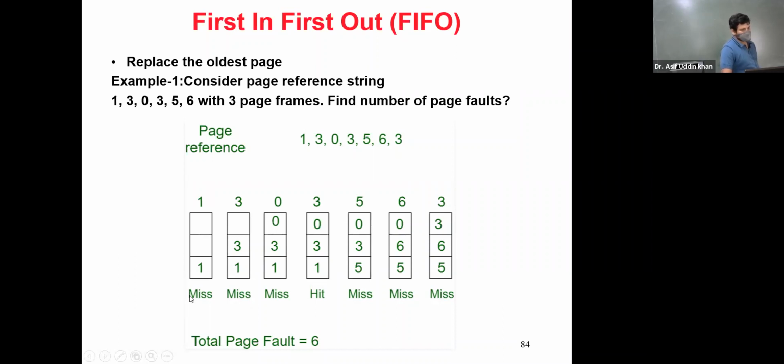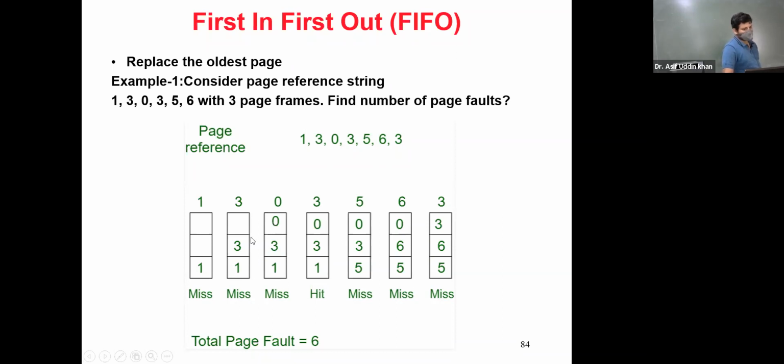Then next it requires page number 3. So it will again check here. Page number 3 is not present, so again a page fault, that is a miss. So if a page fault occurs, what to do? Bring this page number 3 from the hard disk and load it here in another vacant frame. So it is loaded here. Then again it requires page number 0. Page 0 is also not present because only 3 and 1 are present. So again a miss occurs, miss means page fault. So what to do? Bring page number 0 from the hard disk and load it here. Now all the frames are filled.